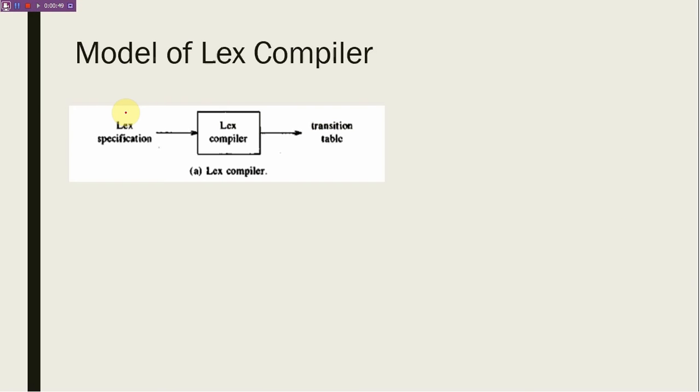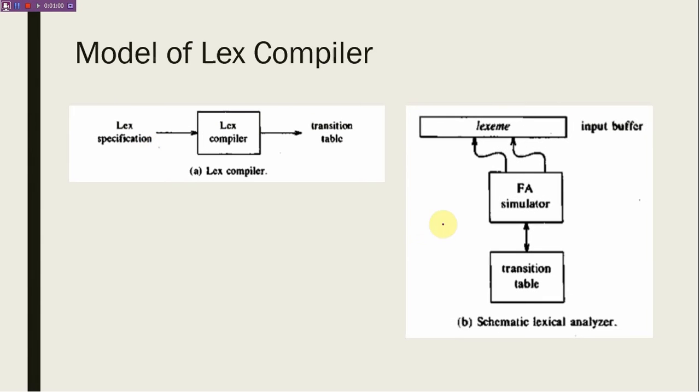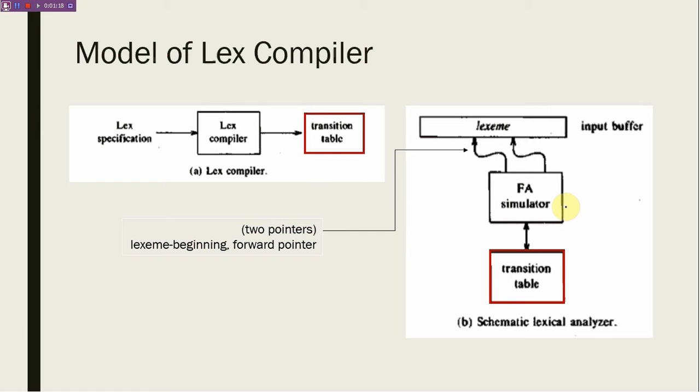In this figure, we'll see that the Lex compiler constructs a transition table for a finite automaton from the regular expression patterns in the Lex specification. The lexical analyzer generated by the Lex compiler has an input buffer with two pointers to it, a lexeme beginning and a forward pointer. This lexical analyzer consists of a finite automaton simulator that uses the constructed transition table to look for the regular expression patterns in the input buffer.